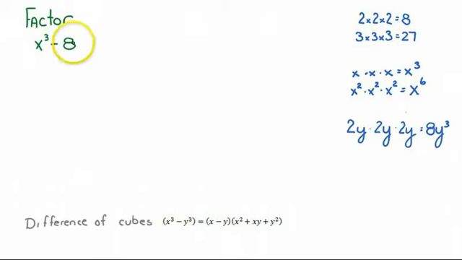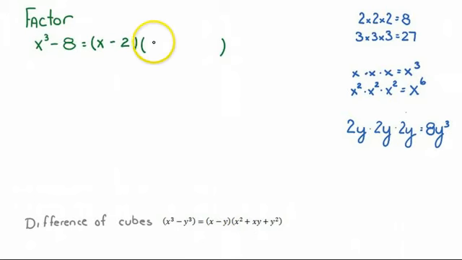So all we have to do is identify, do we have two perfect cubes and a subtraction sign? In this case, yes, we do. So I'm going to start by writing the brackets. And I know the cube root of x cubed is x. So x. The cube root of 8 is 2, so that's x minus 2.